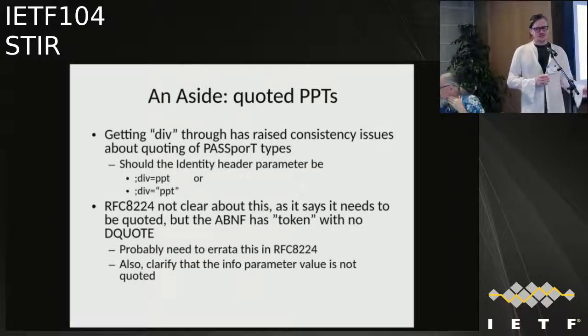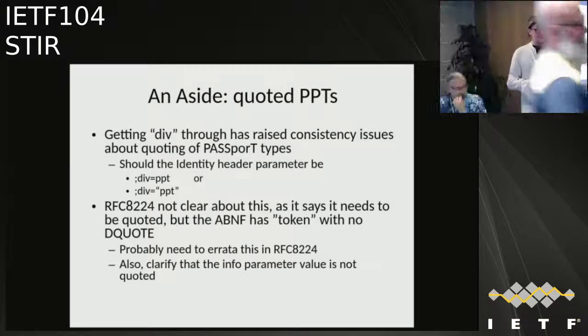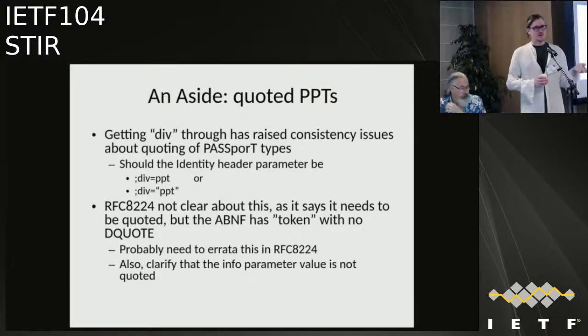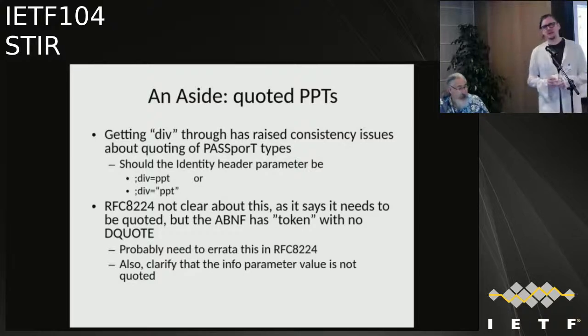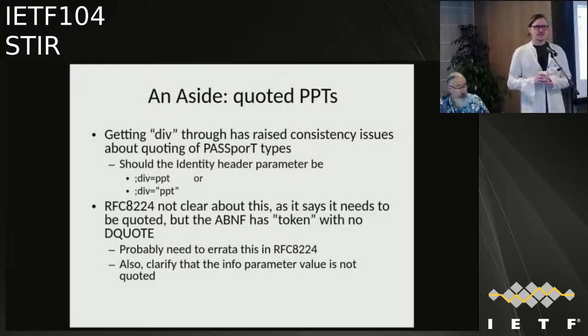As an aside, this has come up and is another thing we discussed many times in the course of trying to do DIV: the question of whether, in baseline 8224, when you're putting a passport type into the identity header, the value should be quoted or unquoted. It turns out that 8224 is not particularly clear about this. There's normative text that says it must be quoted, and yet if you look in the ABNF, there's just a token, which I understand does not actually encompass the quote.